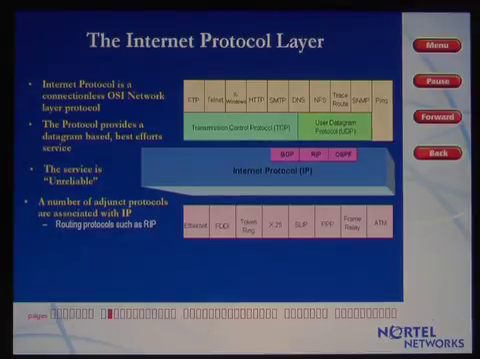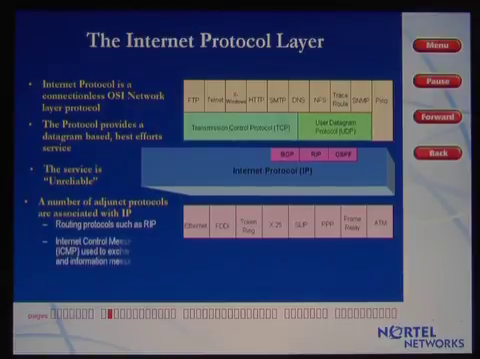A number of adjunct protocols are associated with IP. The Routing Information Protocol, RIP, and Open Shortest Path First Protocol, OSPF, are used to determine the routing tables for IP datagrams within a network. RIP is the older of the two protocols and is currently being phased out by OSPF. The Border Gateway Protocol, BGP, is used for routing IP between networks and is particularly important in the Internet. The Internet Control Message Protocol, ICMP, defines messages used for the exchange of error and information used for diagnostic purposes.